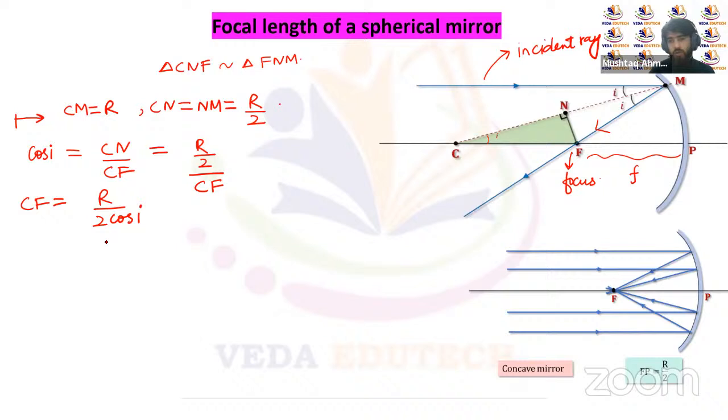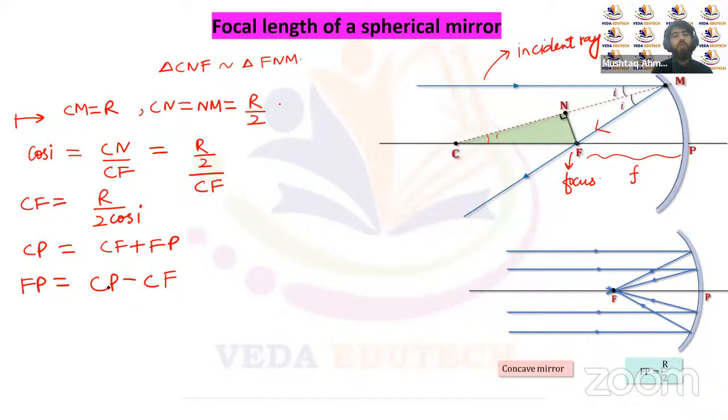Now, looking at this length CP, the distance between the center of curvature and P, it will also be equal to the radius of curvature. But we can write CP as equal to CF plus FP. So the value of FP will be equal to CP minus CF.